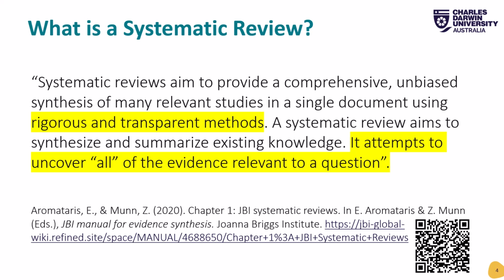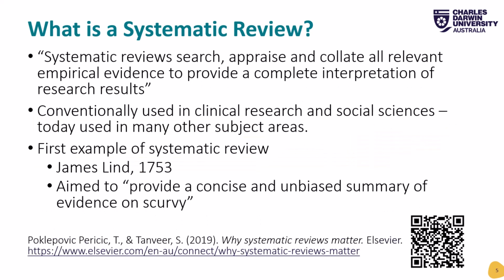To summarise, a systematic review will have a specific question to answer, and then it will use a method that's rigorous and transparent, so other researchers can replicate the exact same search. A systematic review is generally used in clinical research. However, it has expanded to be quite broad, including social sciences, and today it's used in many different subjects.